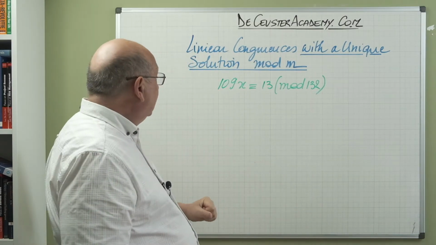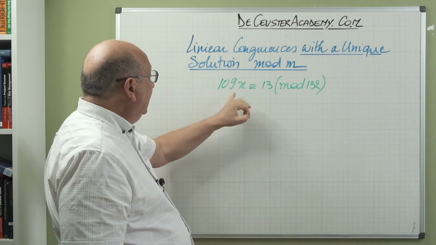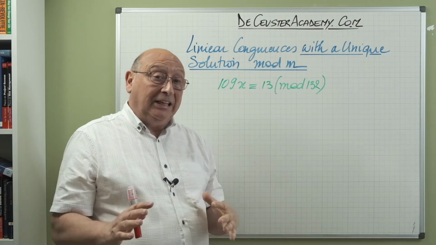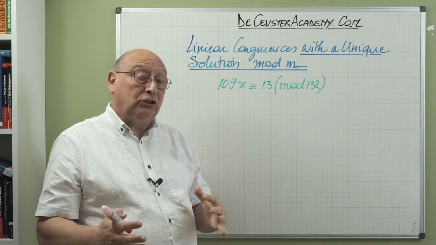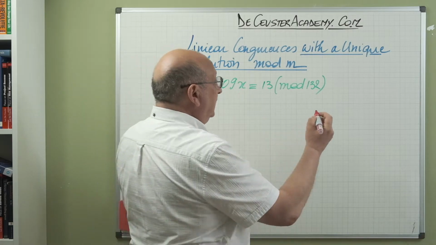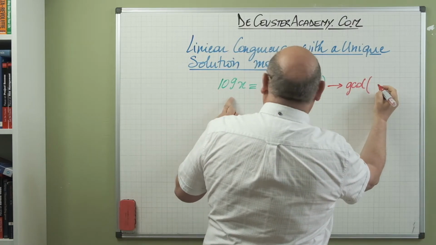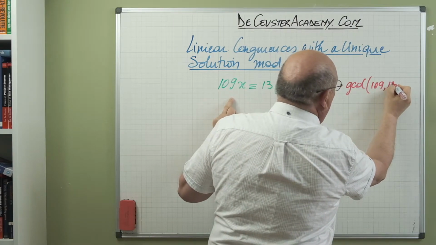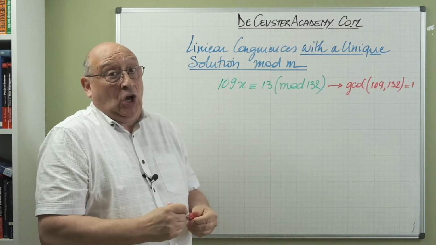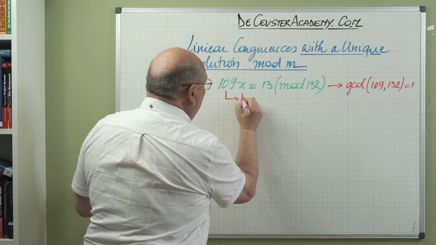Let's have another exercise here. Now we're going to look at the linear congruence 109x is congruent with 13 modulus 32. We're looking into unique solutions. Does this congruence have a unique solution? Well, we know that there is a unique solution when the GCD of 109 and 132 is equal to 1. And this is so because of the simple fact that 109 is a prime number.